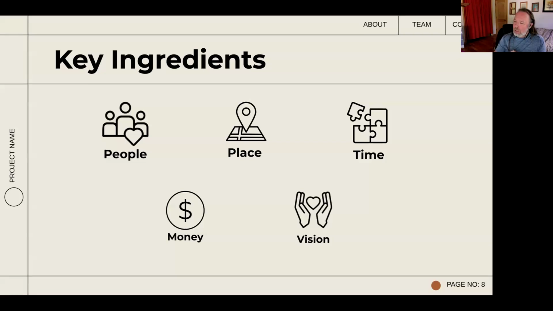In terms of people, I think about the people part of this in two ways. One is alignment and one is affinity. The affinity side of it is, do you like each other? Do you enjoy spending time together?